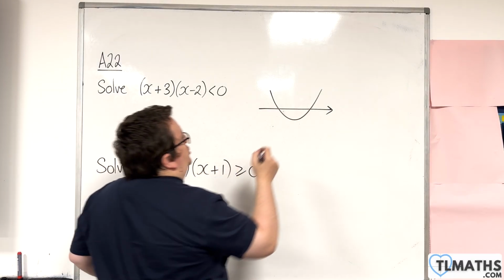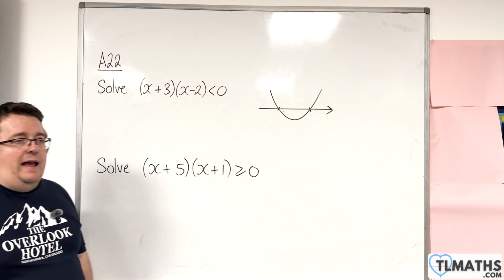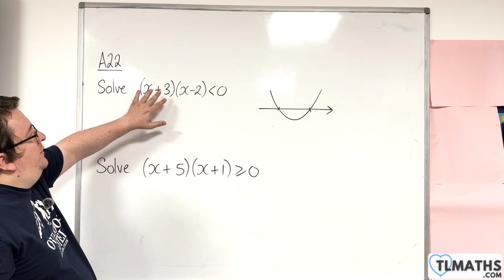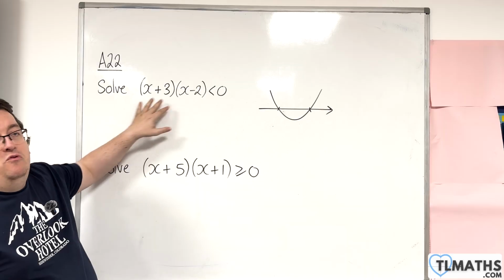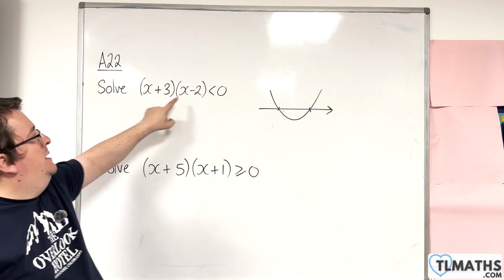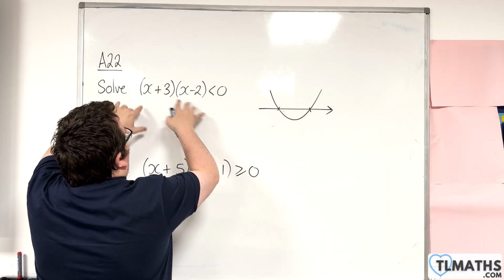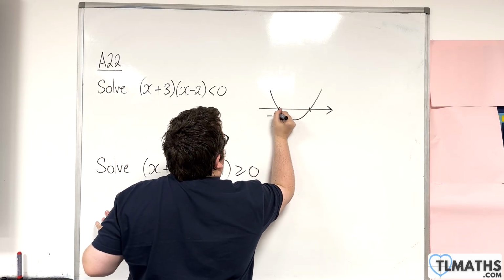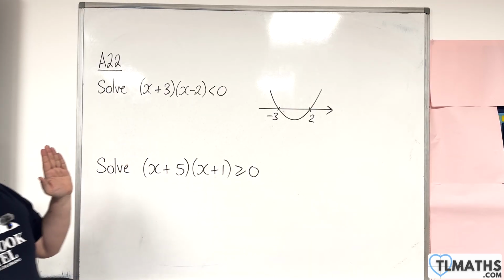Now, the 2 points you're interested in are these 2 points here, where it crosses the x-axis. So, where it crosses the x-axis are the two values where x would make these brackets 0. So, x is equal to -3, x is equal to 2. These are the two values that would make those brackets 0. And so that point there would be -3. This point here would be 2. In that order, right? -3 to 2.